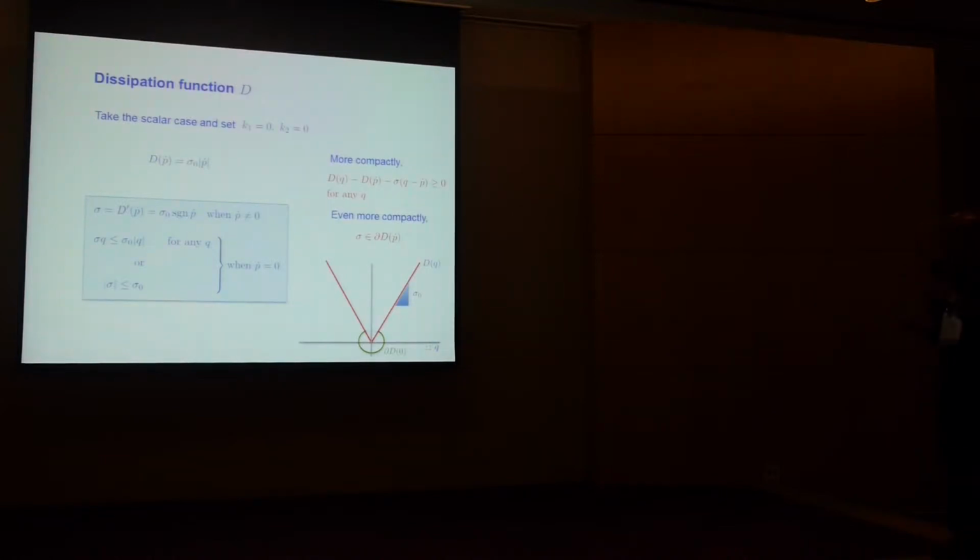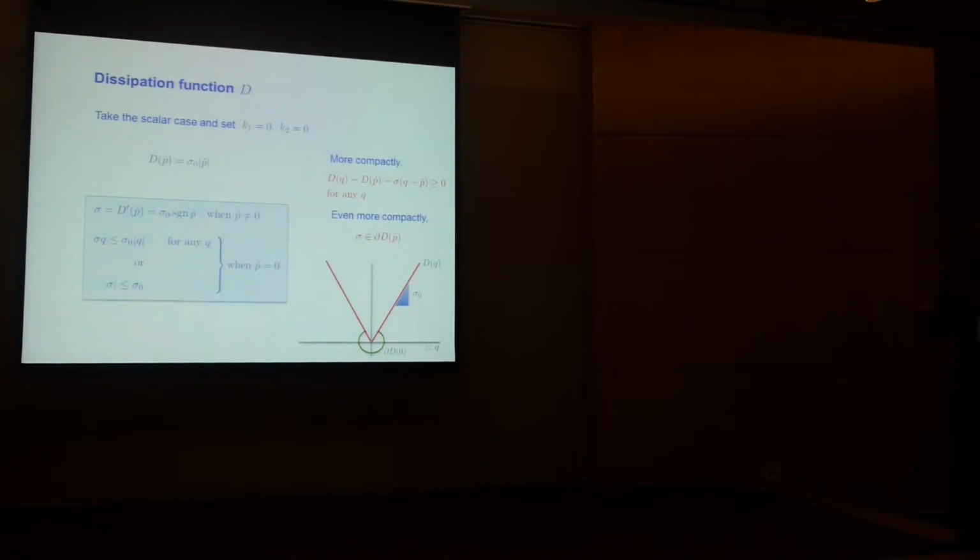So let me take a very simple case, the scalar case. I'll switch off K1 and K2, and take D of P dot of that form, which is the standard form for it. So if P dot's not 0, I can differentiate it. And if I differentiate it, it's sigma 0 times the sign of P dot. If P dot is 0, then all I can say is that sigma q is less than or equal to sigma 0 mod q, or another way of writing it is like this here.